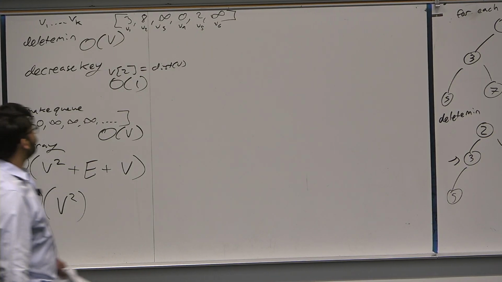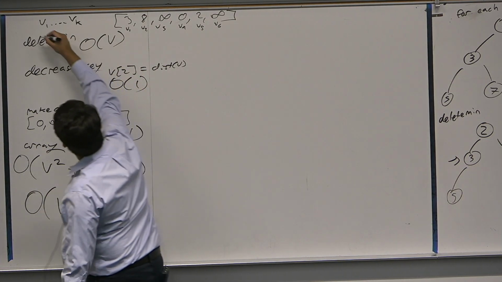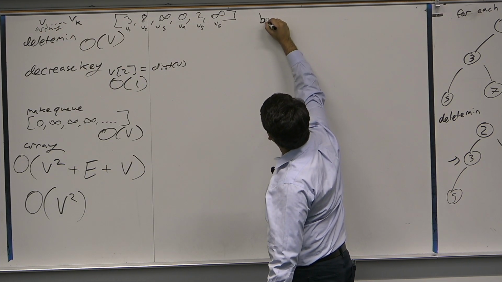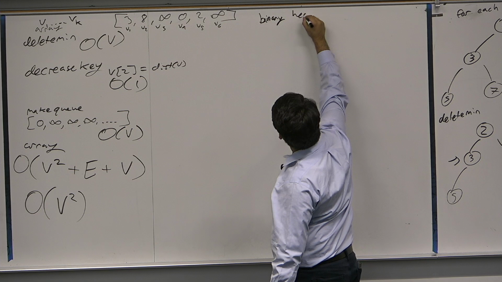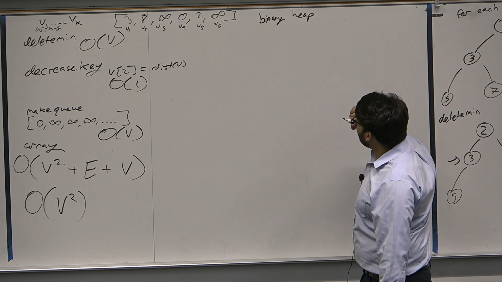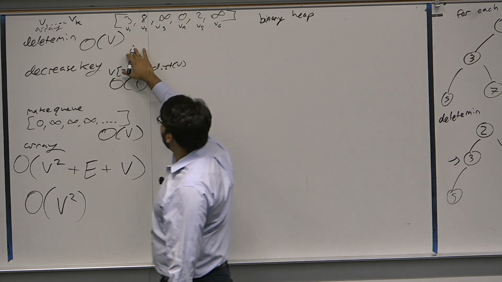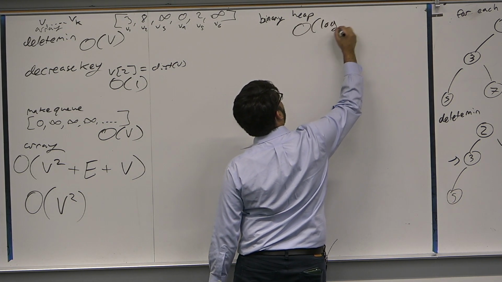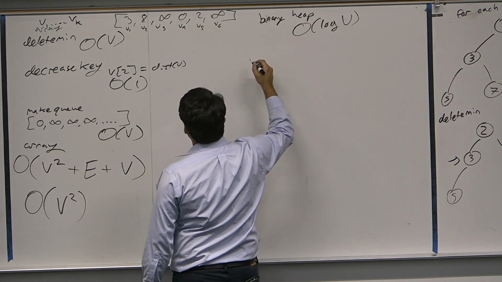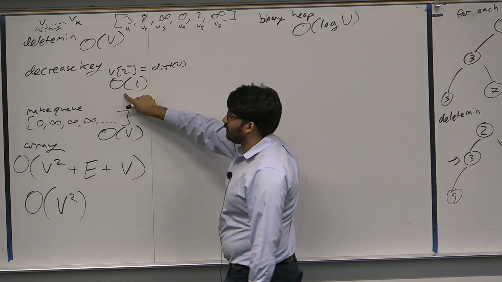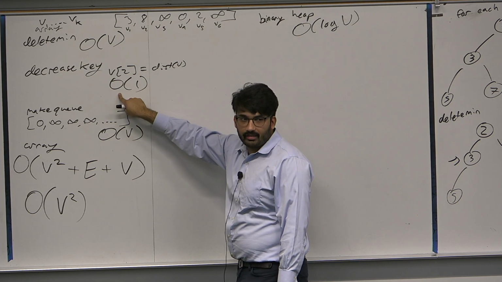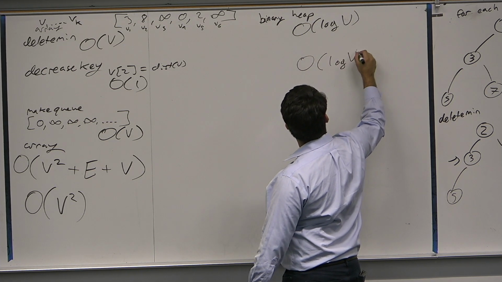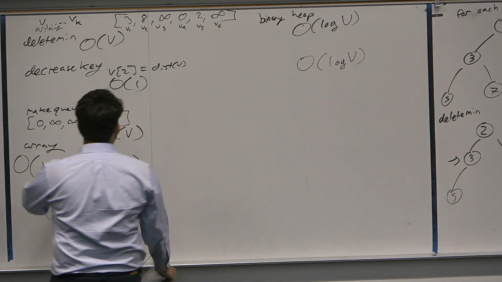So we mentioned that, and this is for the array, and this is for the binary heap. Delete min in an array takes V, but in a binary heap takes O of log V. Decrease key in an unsorted array takes constant time, but here it takes more. It takes log V time. And how long does it take to make the queue?